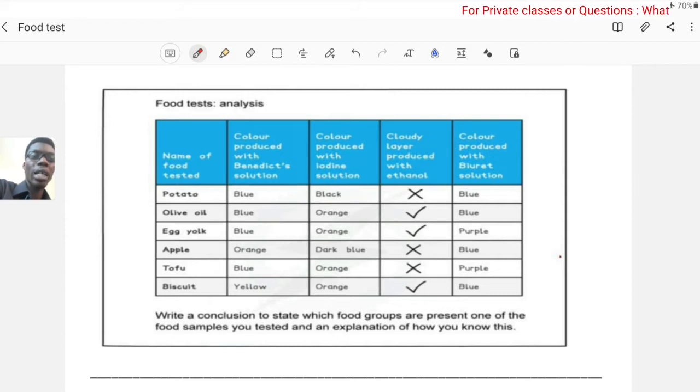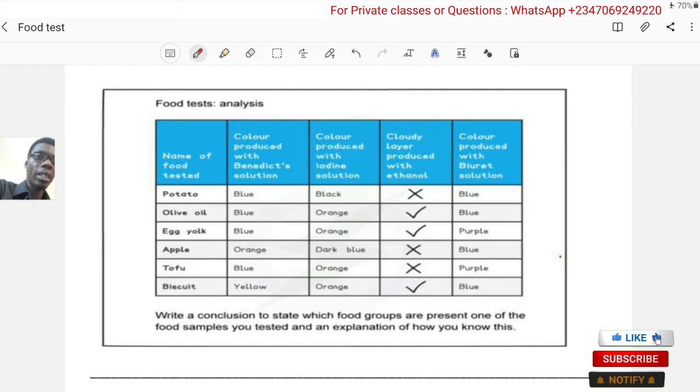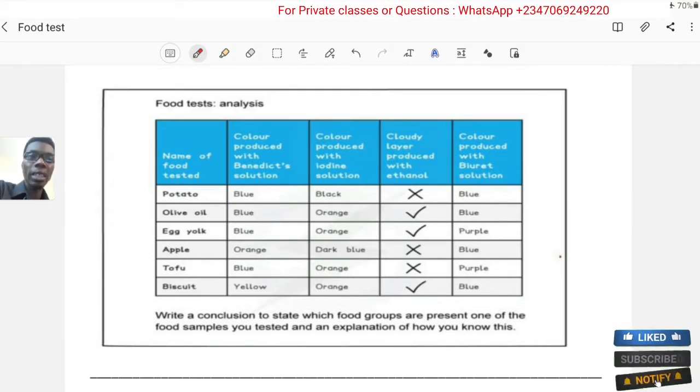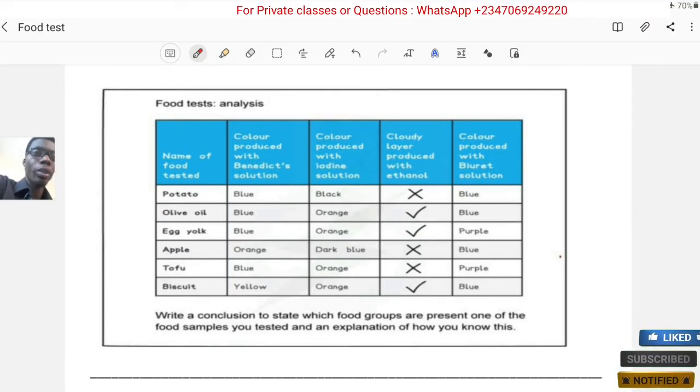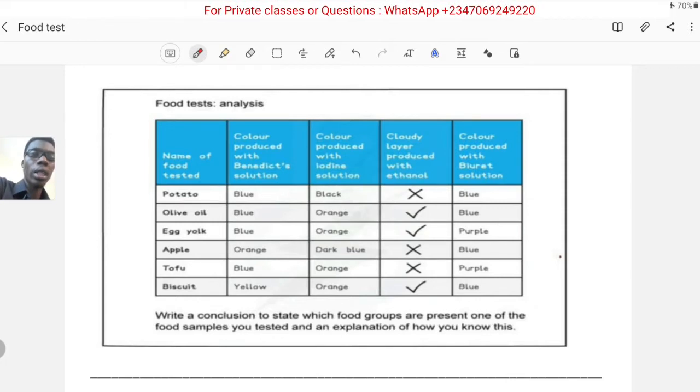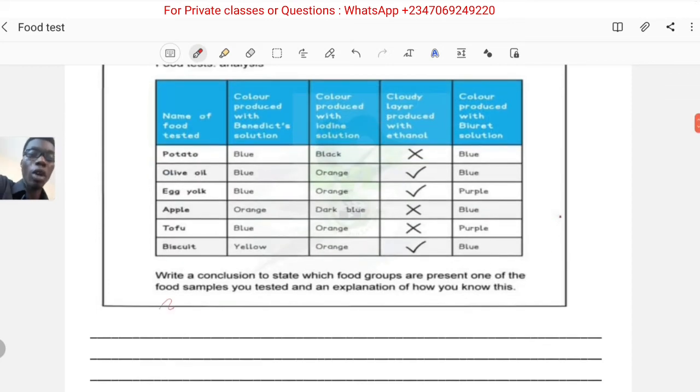So today I'm going to be solving this question. It's a food test analysis. Now, if you've been in my class before, you know we've talked about different colors of reagents. Basically, if a test is negative, that means you're going to see the same color of the reagent. Let me give you an example of what I'm saying here.